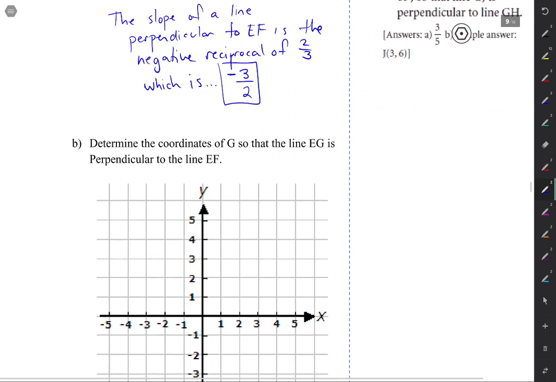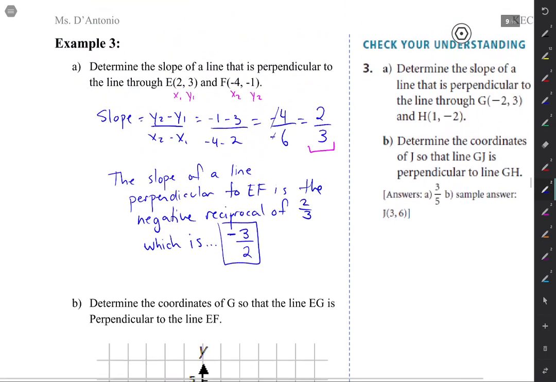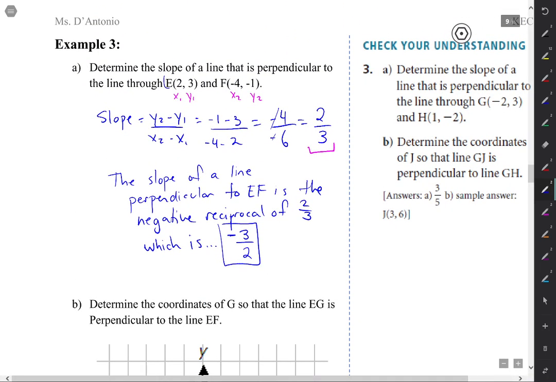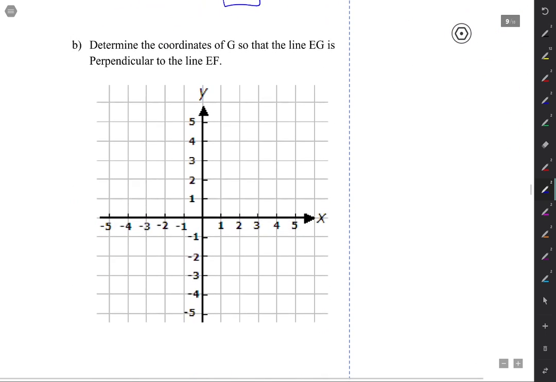In part B, it says determine the coordinates of G so that the line EG is perpendicular to the line EF. This one is a little tricky of a question, but I do like this question. I think it's a good one. So let's plot on our graph this EF that they gave us up here. I'm going to put these 2 points on the graph.